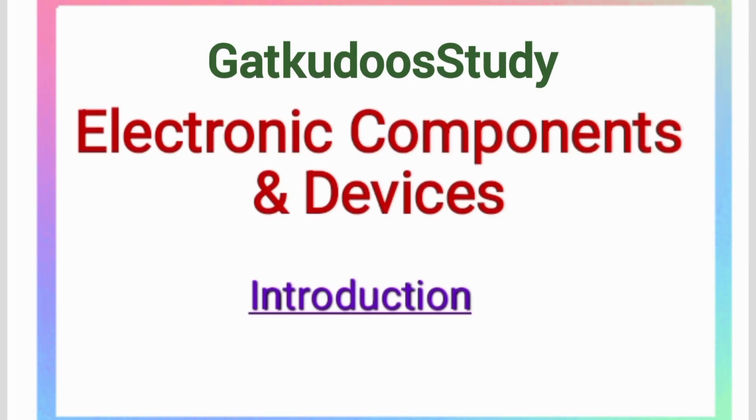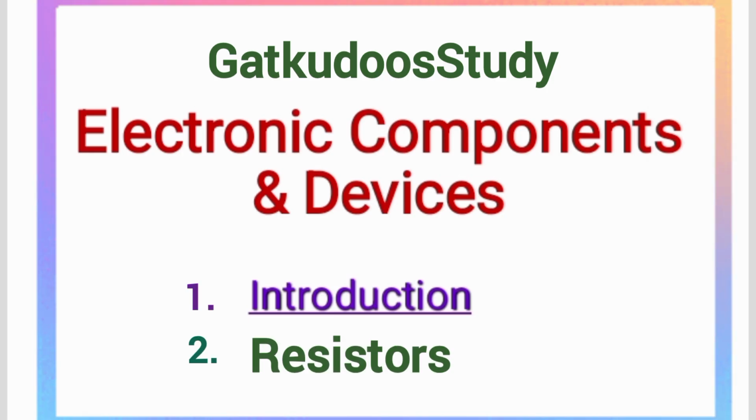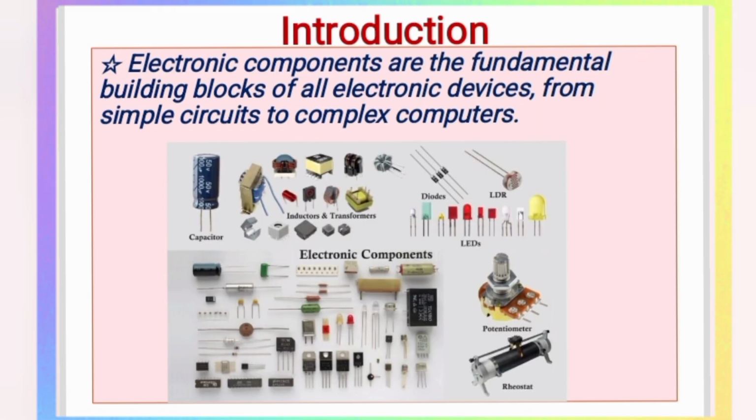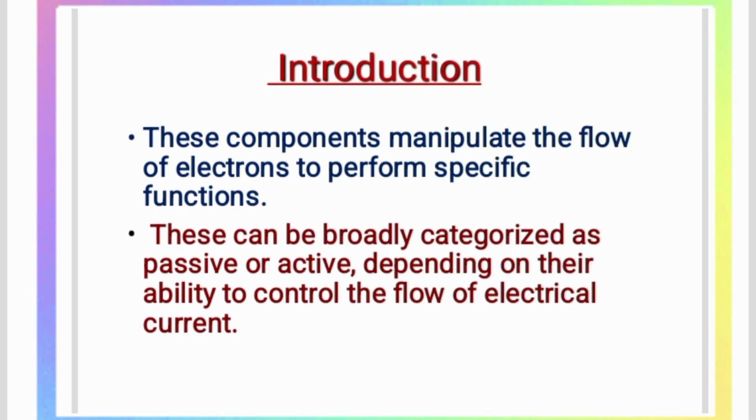In this video, let's learn the electronic components and devices subject introduction, and also about resistors. Electronic components are the fundamental building blocks of all electronic devices, from simple circuits to complex computers. These components manipulate the flow of electrons to perform specific functions. These can be broadly categorized as passive or active components, depending on their ability to control the flow of electrical current.